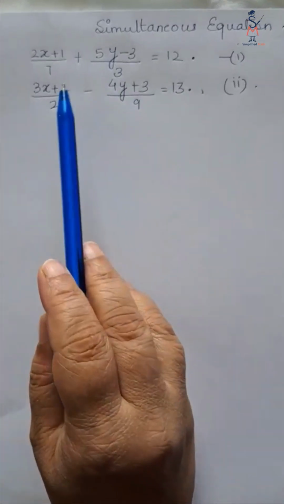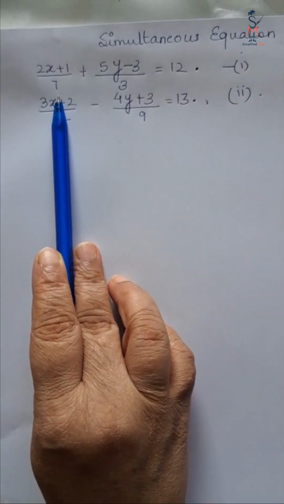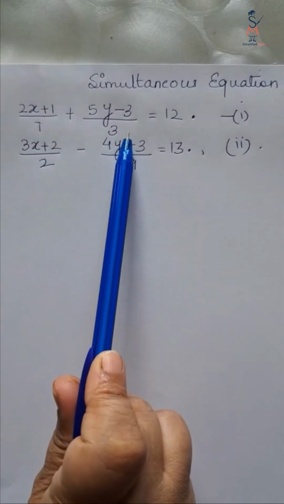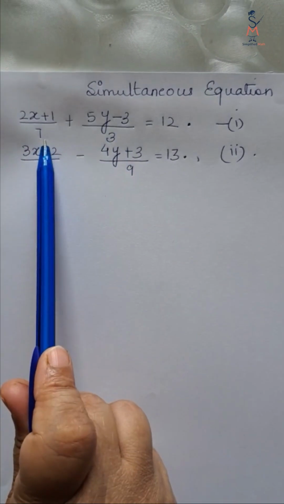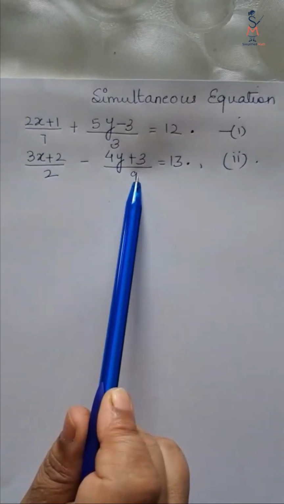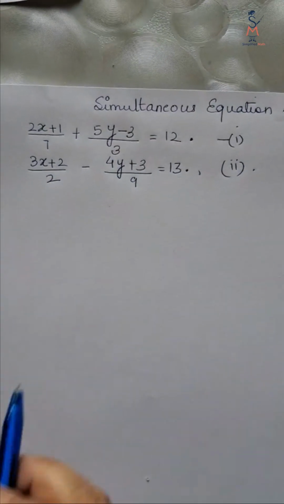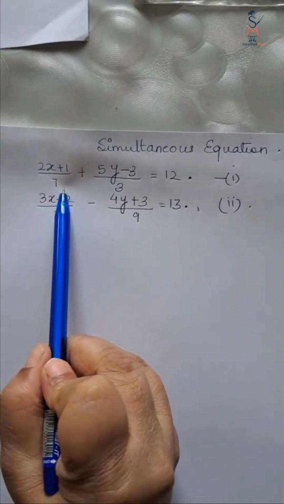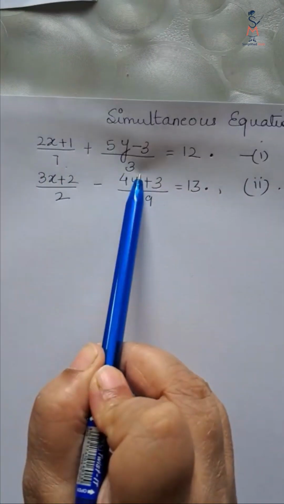Hi, as we can see in this simultaneous equation, we have denominators under the variables. So our first job will be to remove these denominators. So the first step will be to remove the denominator. How do we remove the denominator? We take the LCM of the denominators.